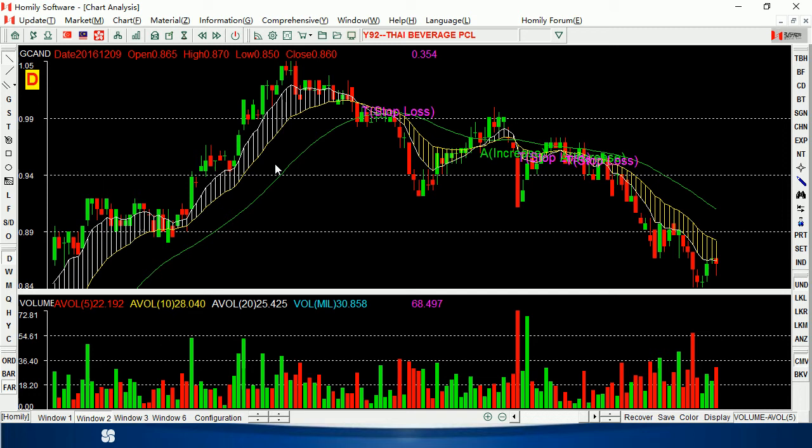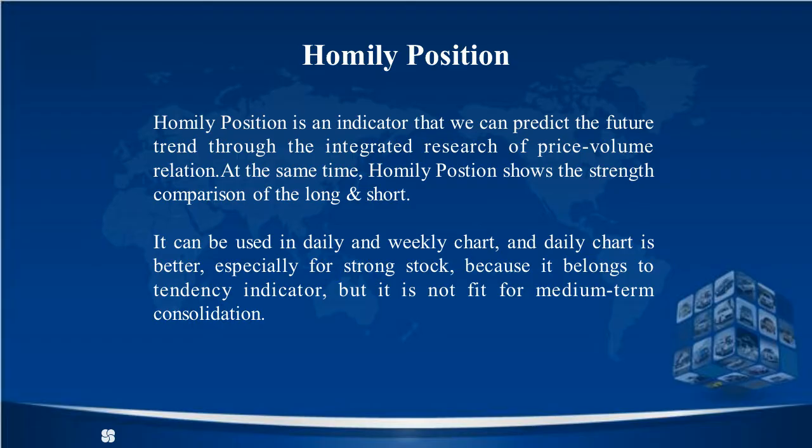We can see here, an increase signal appears. Can we get it or not? No, because the green line is still down. So we'd better wait and see, okay? So let's continue our class.